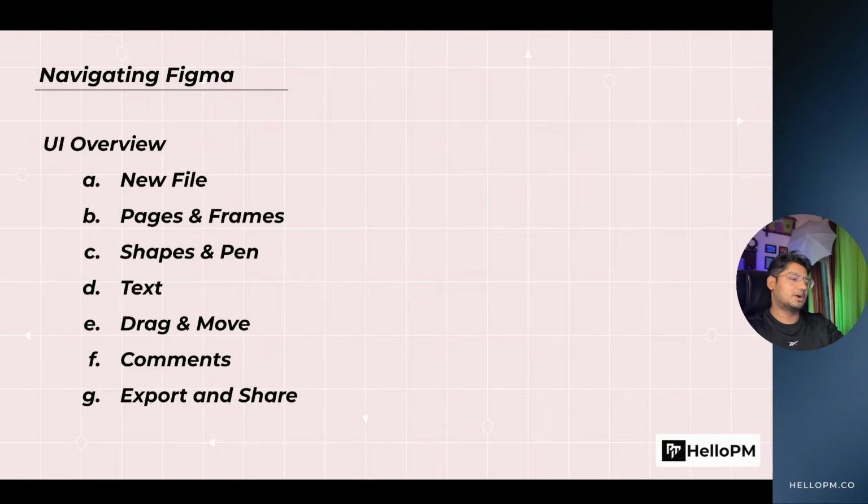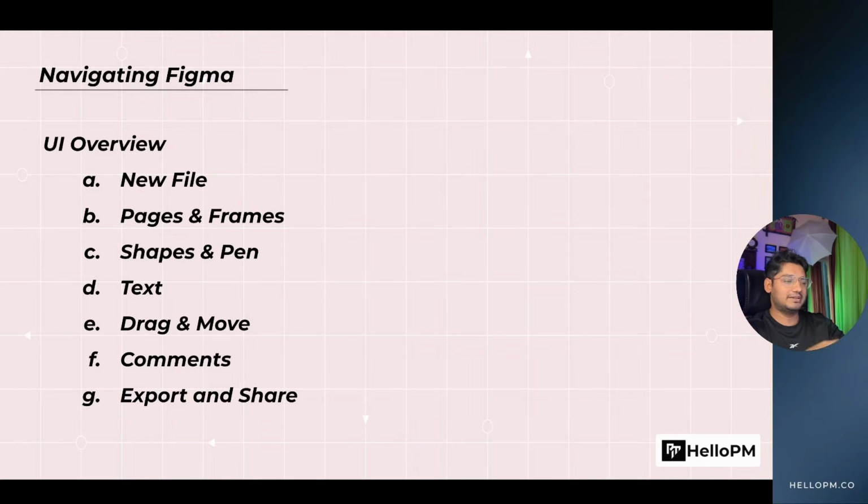Okay, so now we are going to talk about the UI of Figma, what it has to offer. We are going to talk about how you can create a new file, and understand pages and frames. We are going to talk about how we can create so many shapes, building text elements, moving elements here and there, commenting on someone else's design, or maybe asking someone for their comments. And then we'll eventually talk about export and share.